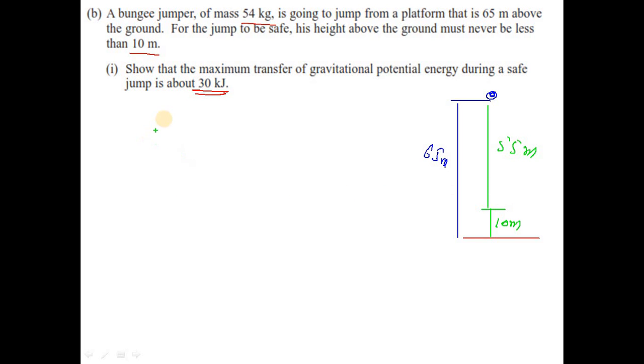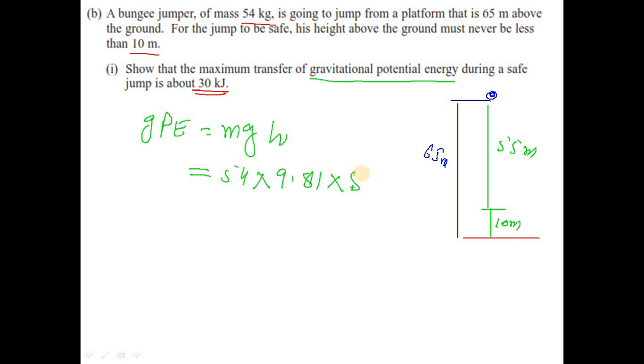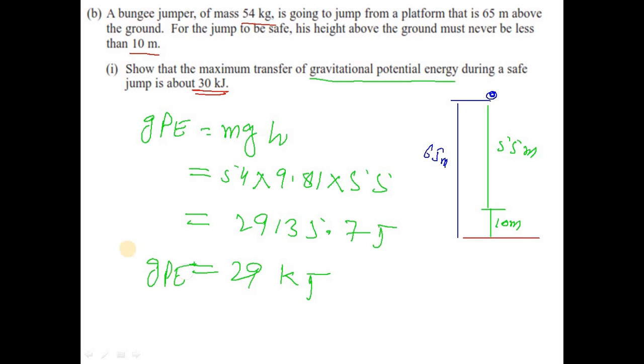So you can say that the change in gravitational potential energy, GPE, is mgh. Mass is 54, g is 9.81, and the change in height is 55. If you solve this, you will get the answer 29,135.7 joules. That means around 29 kilojoules. This is the change in GPE.